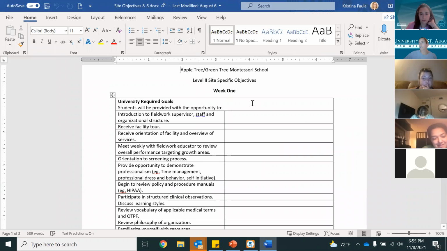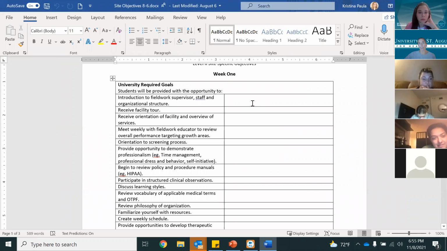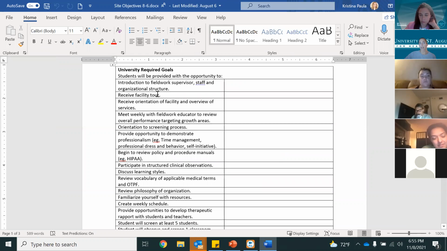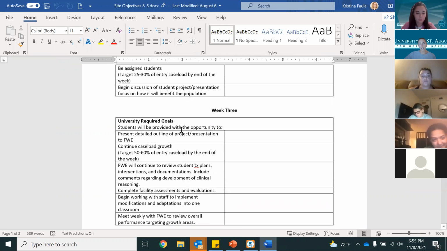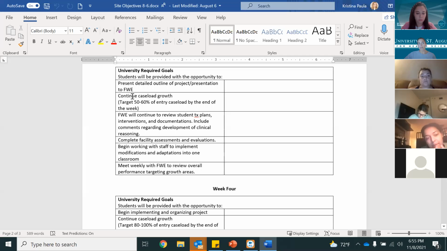This is for a different site, so this isn't our site objectives. But what it has is it'll have like week 1, and then it'll say everything that they expect to occur during week 1. Week 1 is usually a lot of preliminary, like onboarding. Students are going to get a tour of the site. They're going to be able to participate in structured clinical observations. We'll talk about different learning styles. But then as you see, you go into like week 3. Continue caseload growth, targets 50 to 60%. Oh, this is a different one.